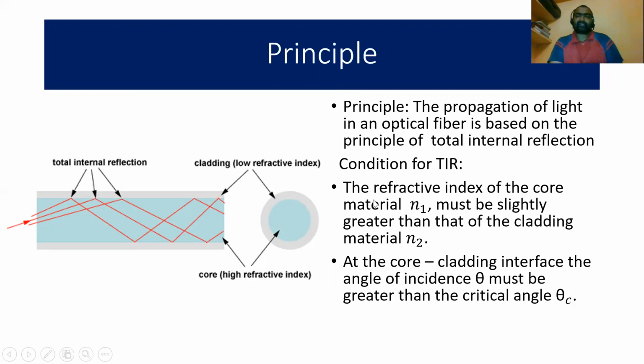Condition for total internal reflection: the refractive index of the core material N1 must be slightly greater than that of the cladding material N2. This colored region is the core medium, and this is the cladding medium. What we are stressing is that the core has high refractive index when compared to cladding. Then only total internal reflection will take place like this. If the angle of incidence in this denser medium is greater than the critical angle, the light ray totally reflects back to the same medium.